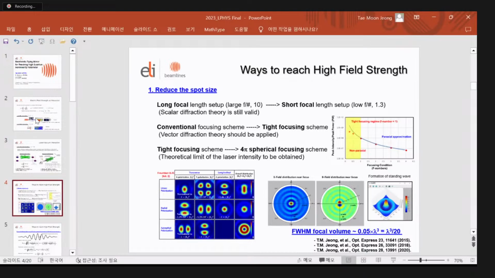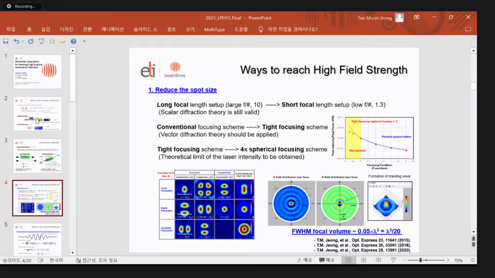And then one way is to use a very short focal length with a fixed laser power. As you know, the laser field strength or laser intensity is inversely proportional to the spot size. And then in this case, by using a very low F number, we can decrease the spot size and we can increase the field strength. So then what we have to consider is the tight focusing.